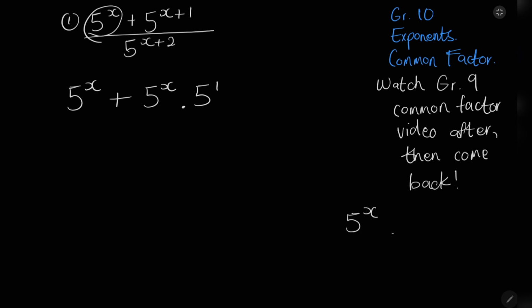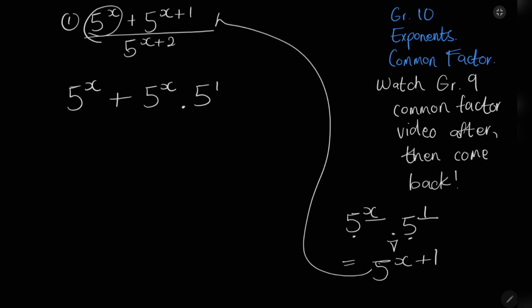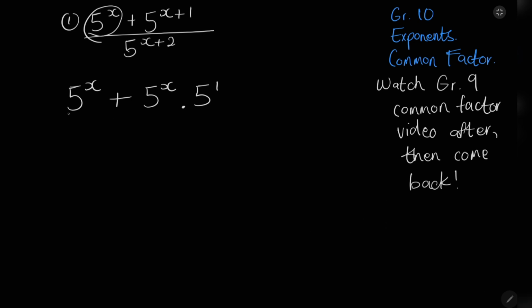Let's do it on the side. 5 to the power x times 5. You have the same base and they're multiplied. Therefore, you add the exponents. You know there's an invisible 1 there. So this will be 5 as our base, x plus 1, which is exactly that. So you managed to break it down correctly, all over 5 to the power x plus 2.